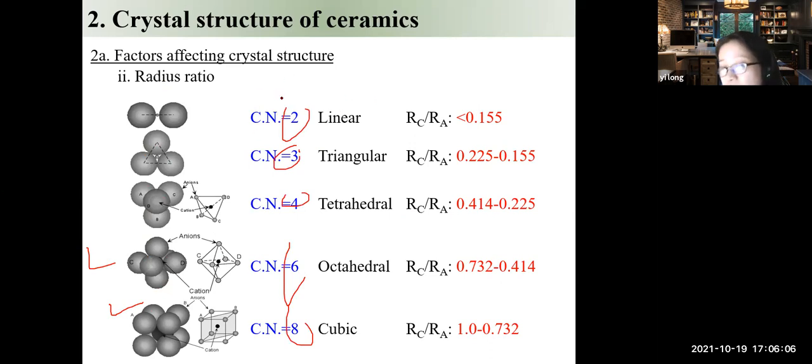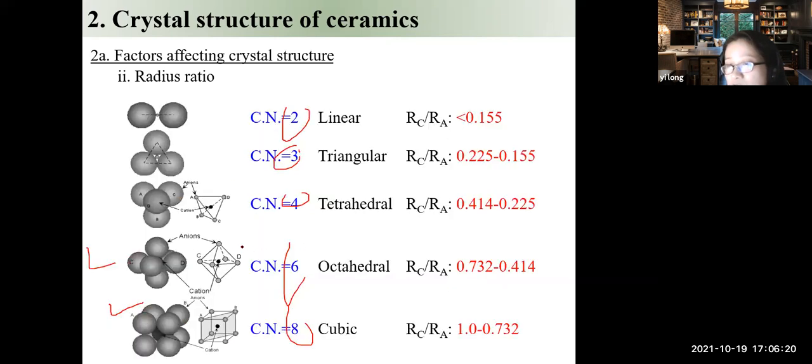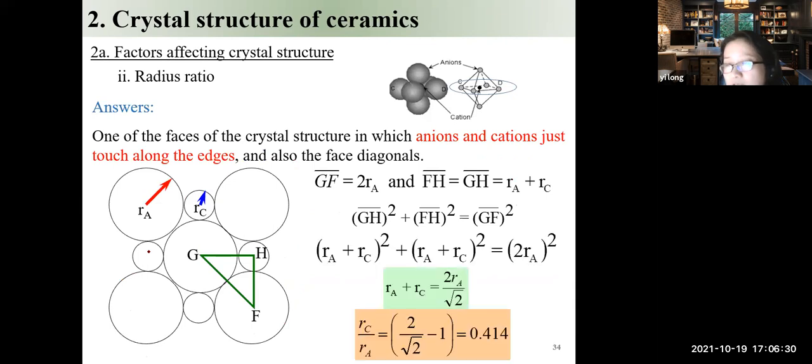Although we have explained some of them in the class and in tutorial, how to derive them is not required, okay? And this one is the 6 coordination number case. As I said, we have derived this one in class and derived this one in tutorials, but it's not required. It's because it's just simple geometry you have learned in high school.